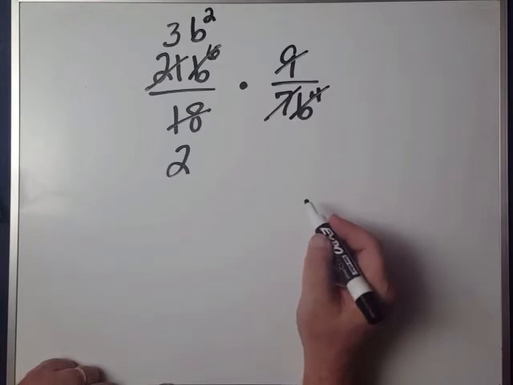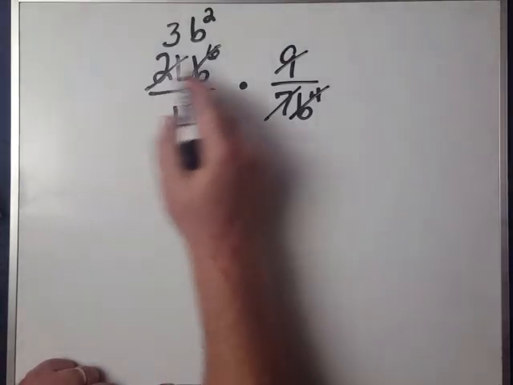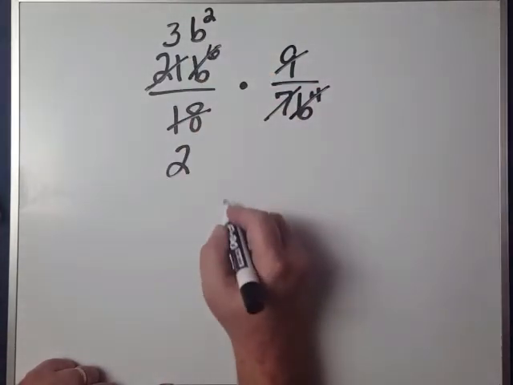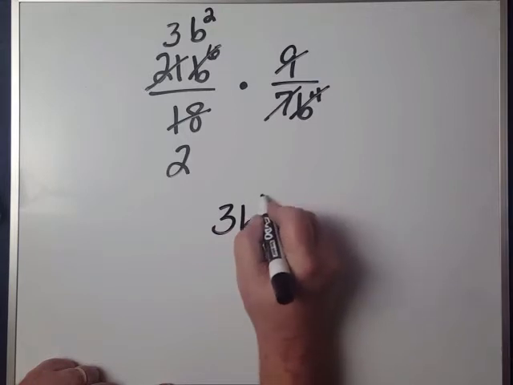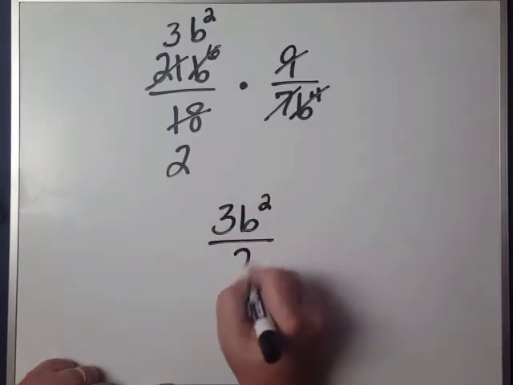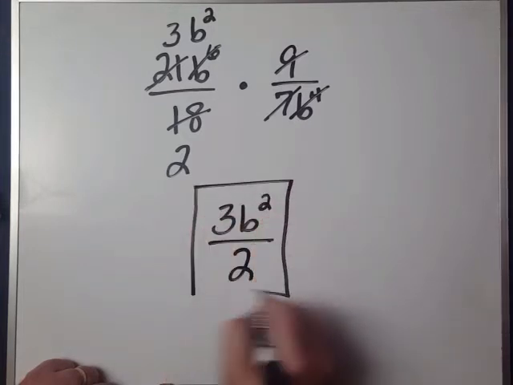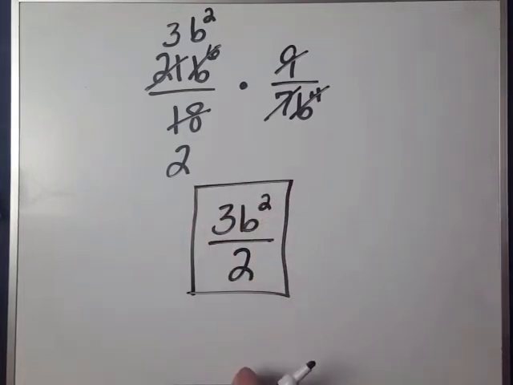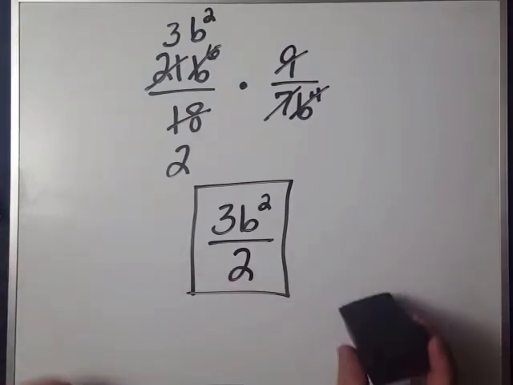We've cross-canceled everything that can be cross-canceled, so let's collect our surviving factors. In the numerator, we have a 3 and a b squared. In the denominator, the only thing that survived there was a 2. And that's all there is to it. Let's do some more. Number 8.